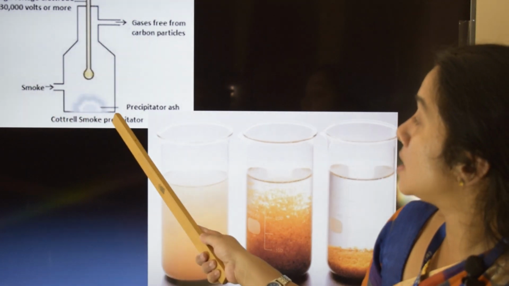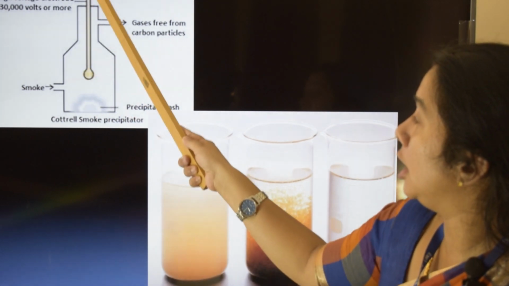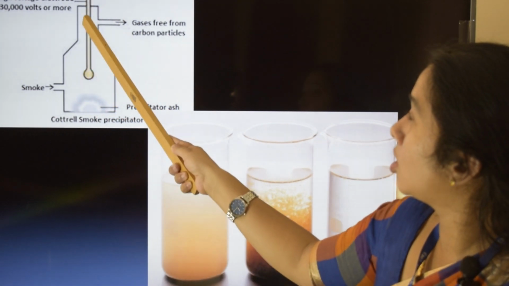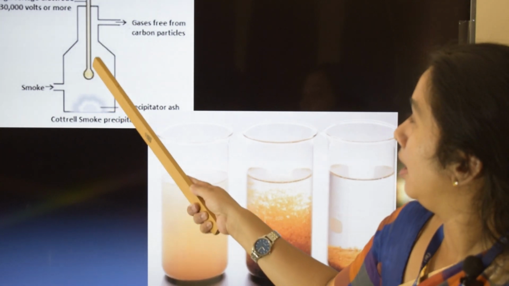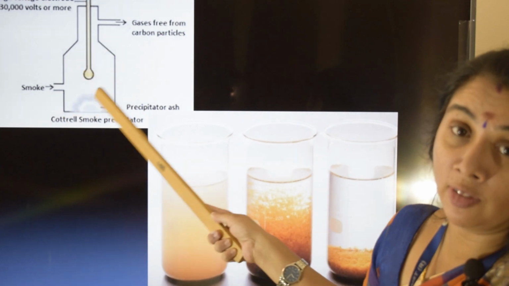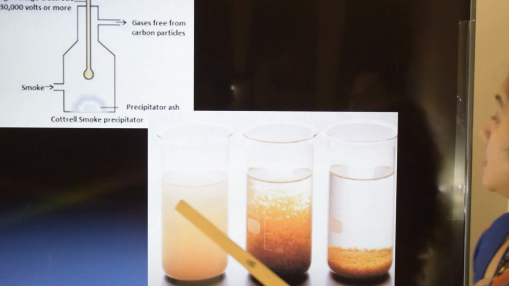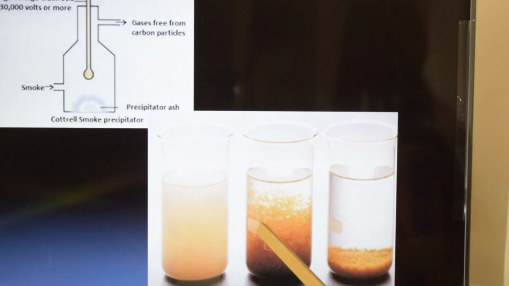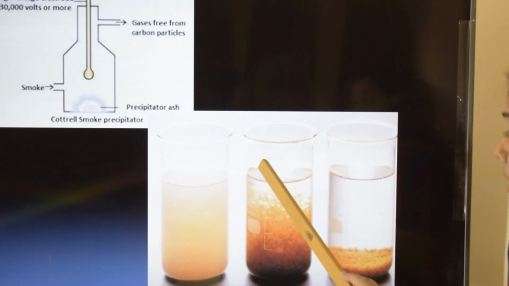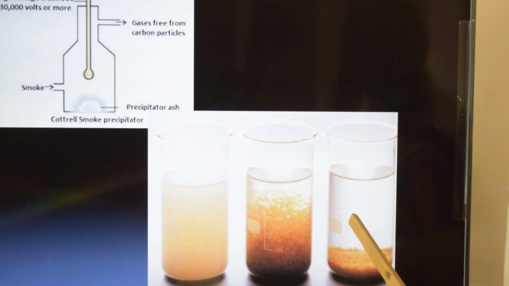So this is a Cottrell smoke precipitator. When smoke is passed through it, we have a high voltage electrode. All the particles get collected on this electrode, and the gas free from carbon particles will come out. So this is how we can purify the smoke released from factories. And here is an example of coagulation for purifying drinking water. To muddy water, you add a coagulating agent. Electrolytes are added. It results in coagulation. So the mud will settle down, and the supernatant liquid is good for drinking.